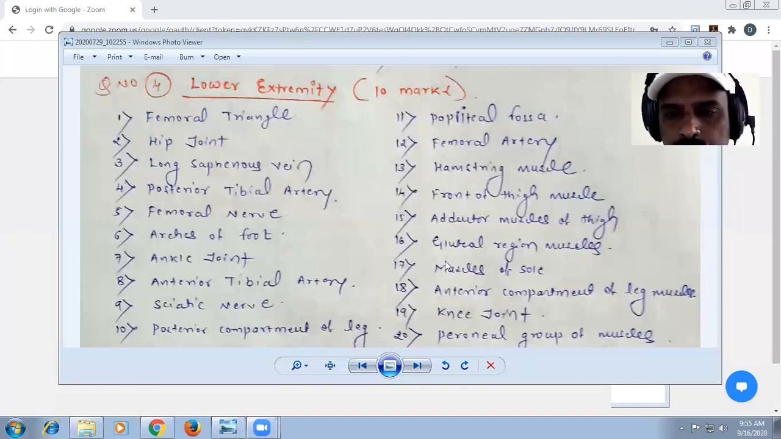Then next you have to know almost all of these, as I am dealing with the questions in reverse. The peroneal group of muscle. Peroneal means we are going to get the lateral compartment of the leg. That is what you have to know. In this you have to know about the peroneus longus, brevis, and tertius. Almost all the origin and insertion of these muscles you have to know.